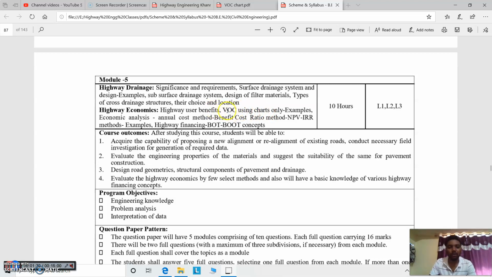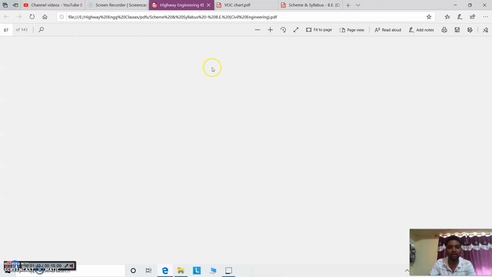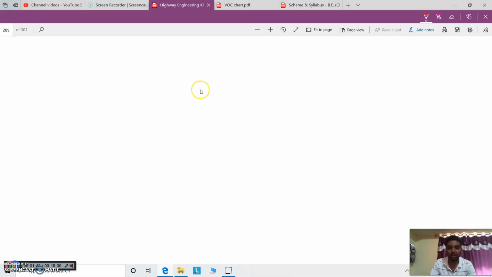You have to bring them on your own and get them signed by higher authorities in your exams, and then you are allowed to use these charts in your exams. Right, let us discuss the problems on vehicle operating cost.